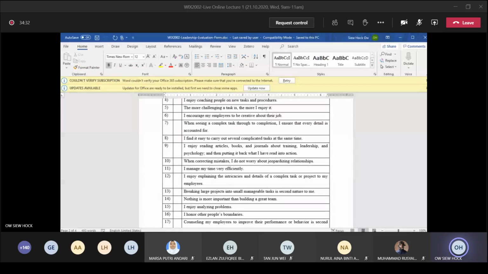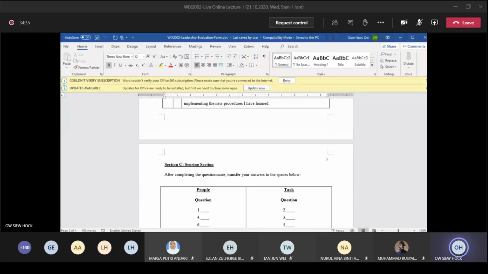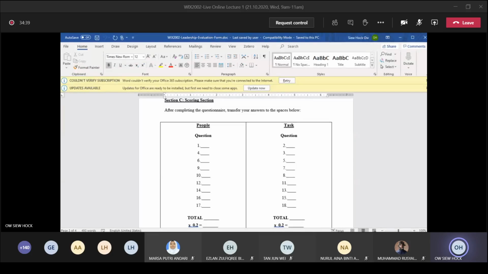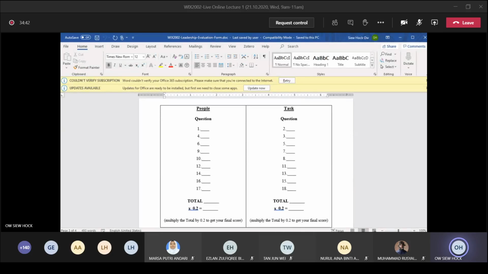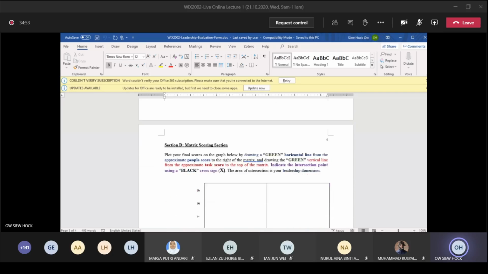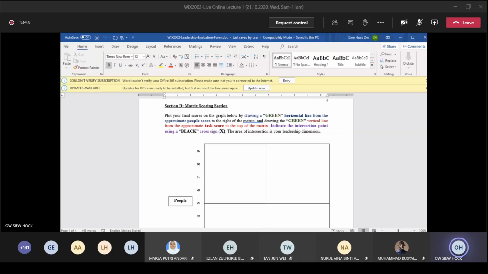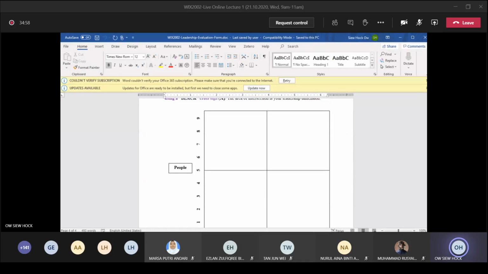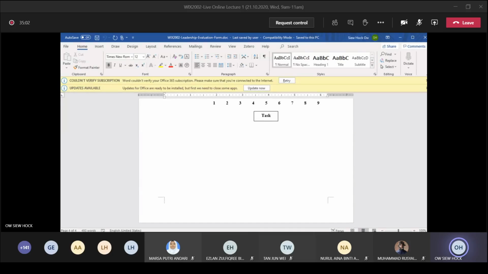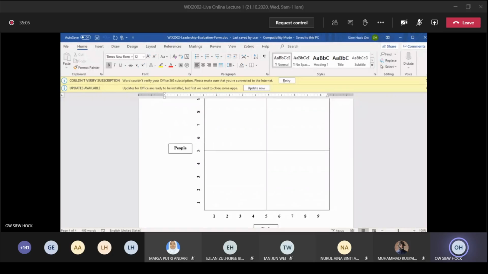After that, you will go to section C, where you do the calculation to find out what is your score for people and what is your score for tasks. Then after that, just follow instruction. Then you're getting the total score, multiply by 0.2 to get final score for tasks and people. Then section D, you follow instruction and plot your line here and see if you are people oriented or task oriented. Okay, so do it now, about 10 minutes.